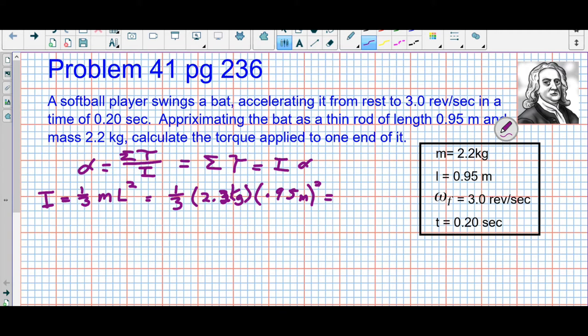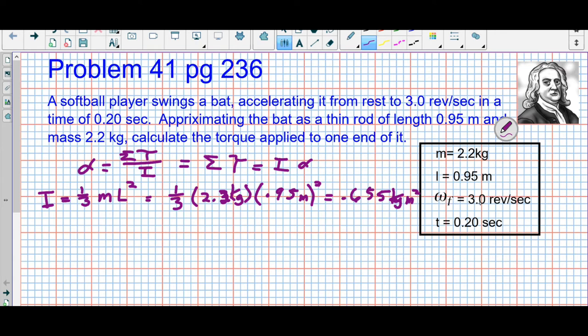So let's try that. 0.33 times 2.2 times 0.95 squared. I'm getting 0.655. So let's put that in: 0.655 kilogram meters squared.